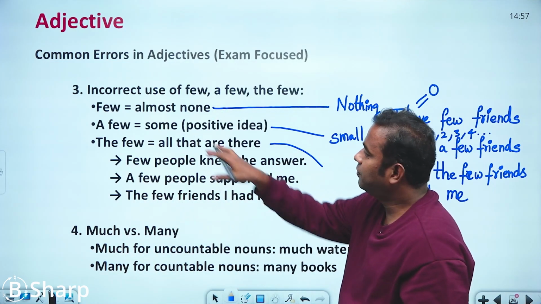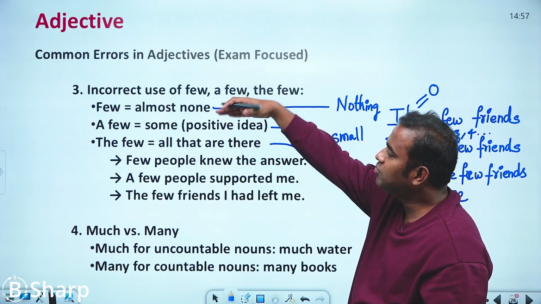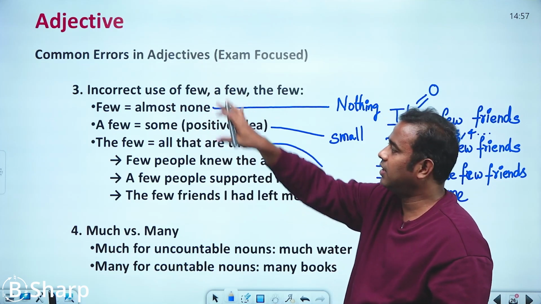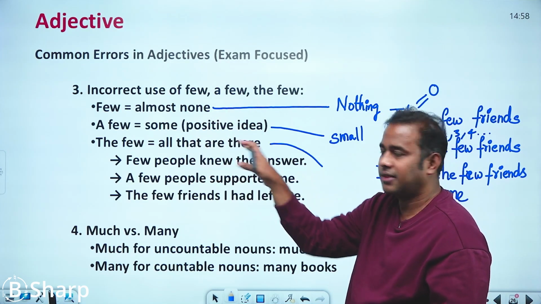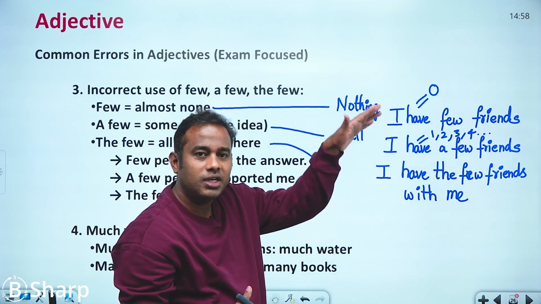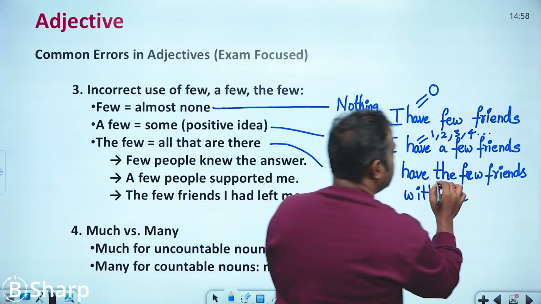Few, a few, the few. Let me explain again. Few means almost nothing, a few means something, whereas the few means all that are there. Previously I used to have so many, but right now I don't have many, only one or two like that. That is the meaning.